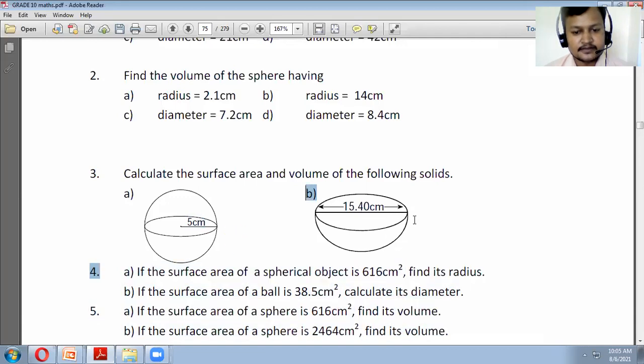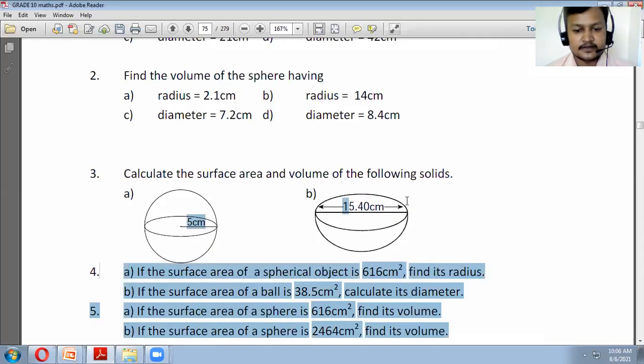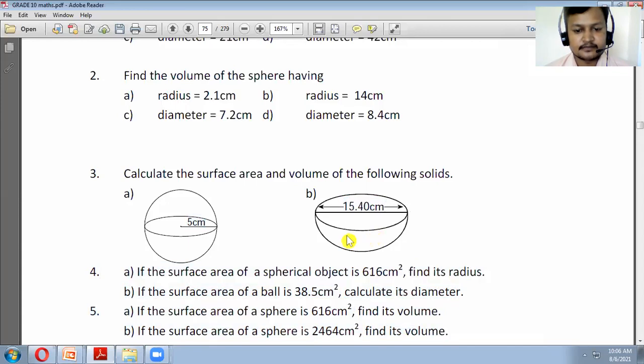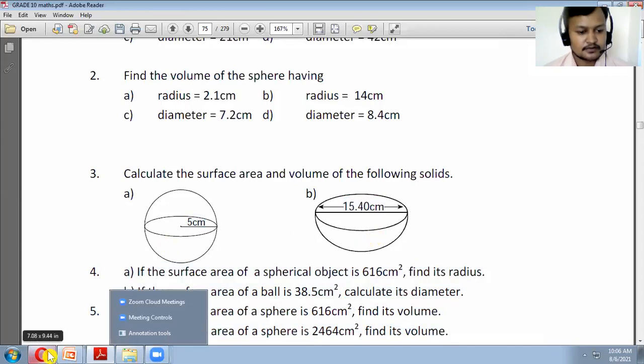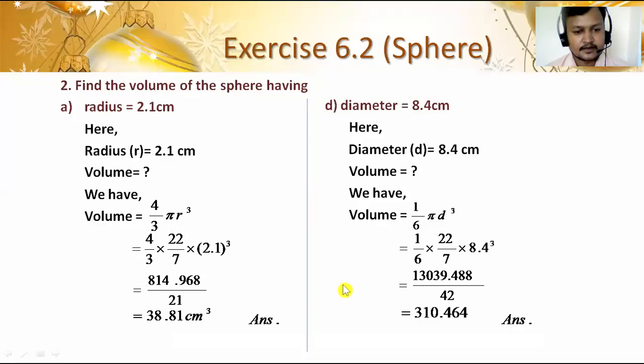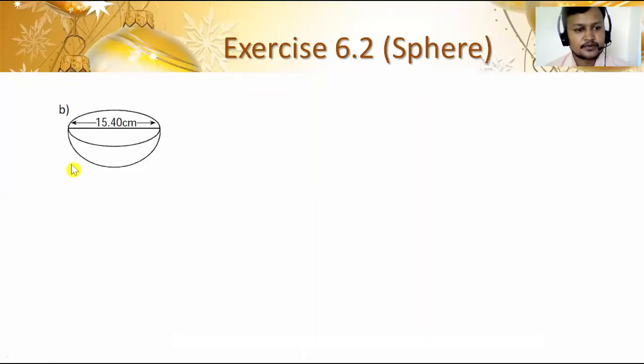In the second question, a hemisphere is given to us and the diameter is given in place of radius. So we have to use the formula in which diameter is given to us. For this one, let's move to question number 3b.